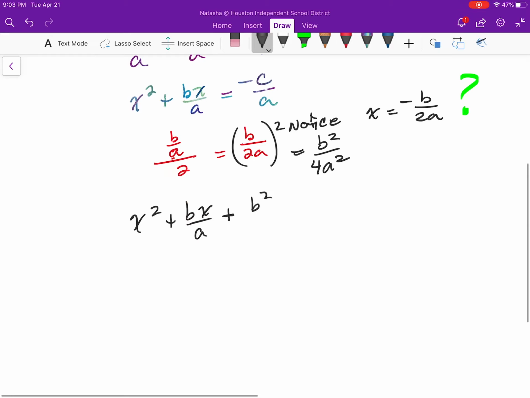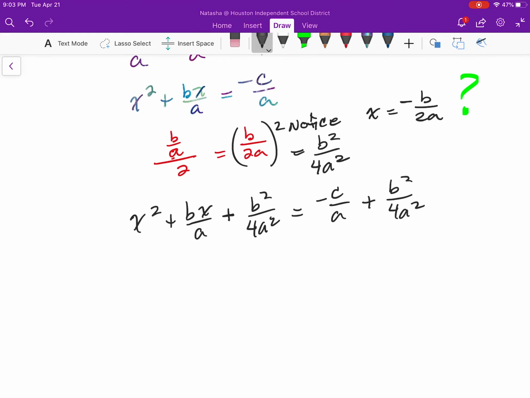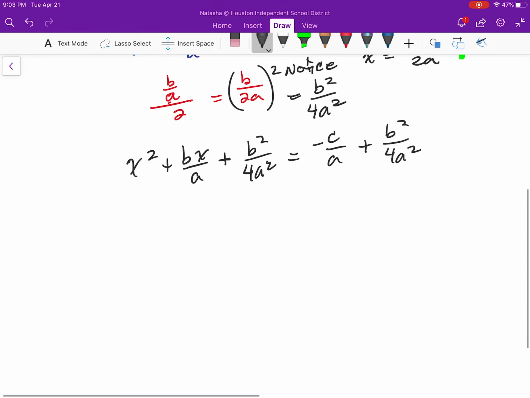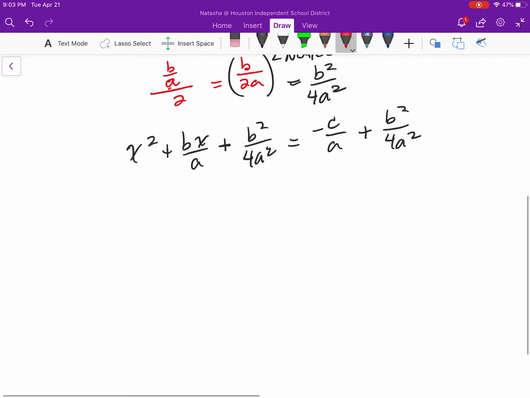And now I'm going to add this to both sides of my equation above. So this is then going to become x squared plus bx over a plus b squared over 4a squared, that's equal to negative c over a plus b squared over 4a squared.